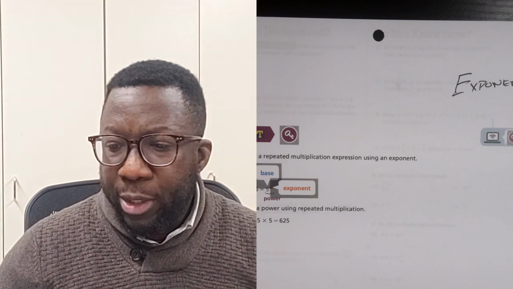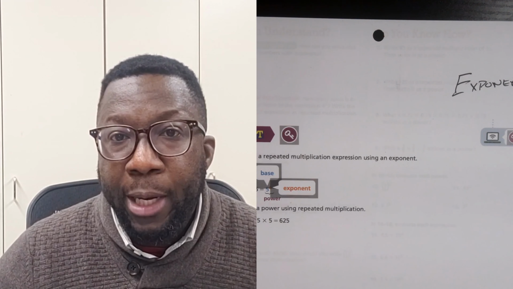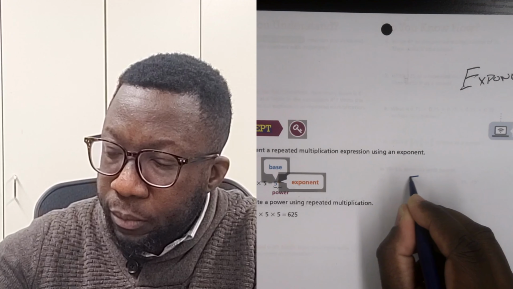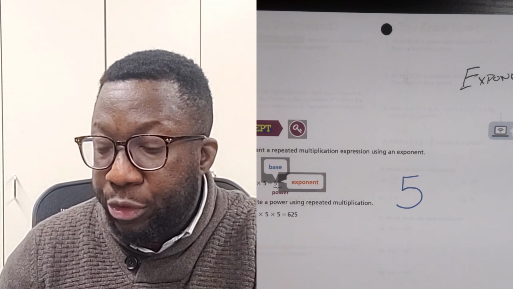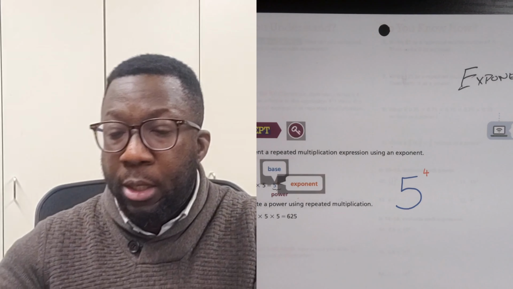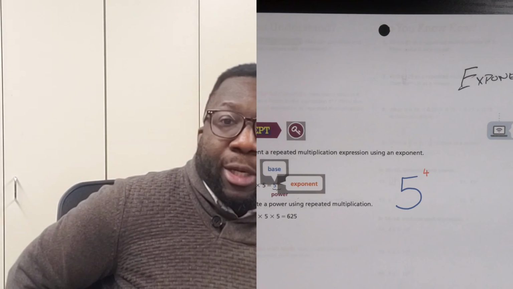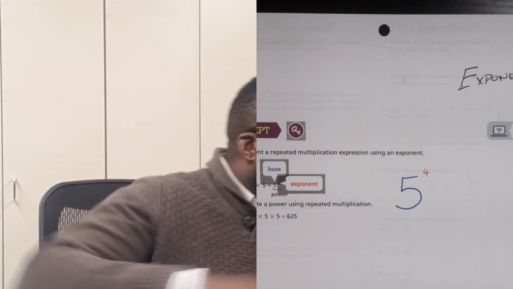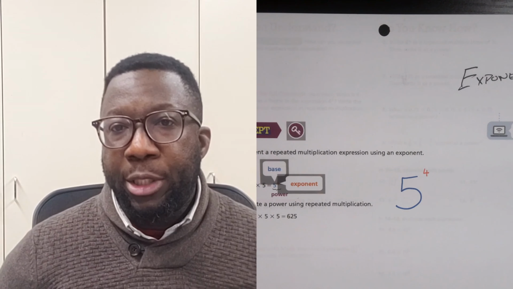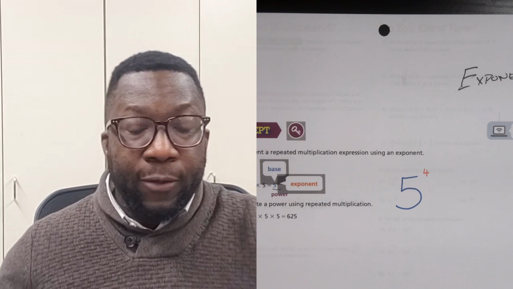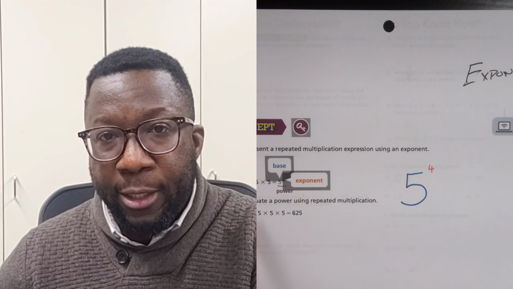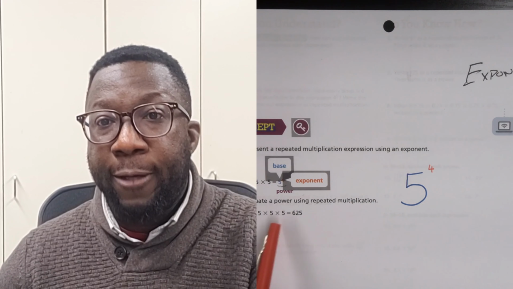So what does that all mean? We have this example of 5 to the 4th power. So that large number 5 is what we refer to as our base, and then the 4 is the exponent. And so the 5 being the base is letting us know that this is going to be the factor that is going to be multiplied, with the exponent letting you know how many times it's going to be multiplied to itself. So in this example, 5 to the 4th power means 5 times 5 times 5 times 5.